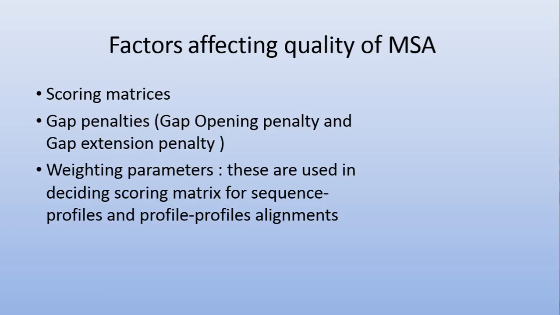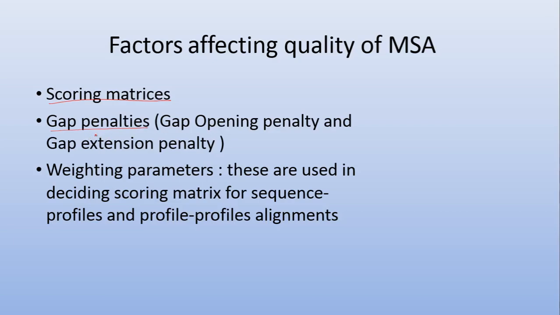So now let us talk about what are the factors that might affect the quality of multiple sequence alignment. The first and foremost factor is the scoring matrix. What type of scoring matrix do you use? How do you assign the penalties? How do you assign the gap opening penalty, and how do you handle the gap extension penalty? So gap penalties might also affect the quality of MSA.